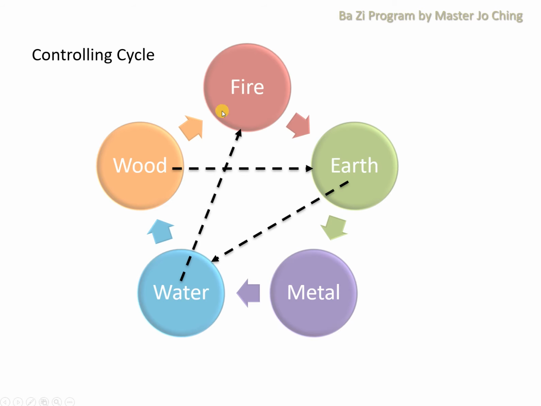We all know that water will extinguish the fire, and fire will mold or reshape metal. And metal will counter the wood, which can also be in a good way, because when there are too many bushes around, you need to trim them down using your scissors, axe or cutter. So effectively there are 3 cycles that you have to memorize.